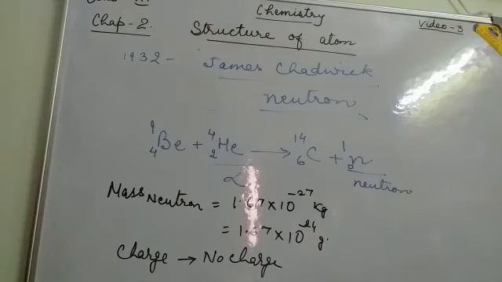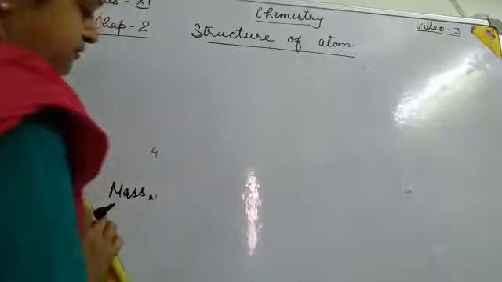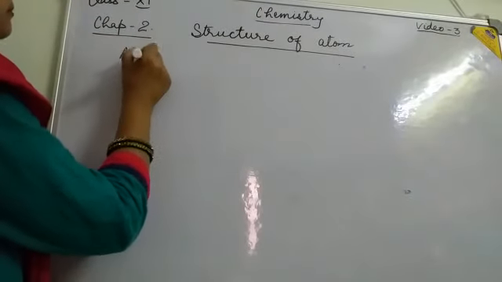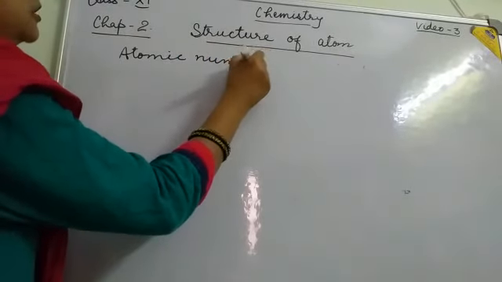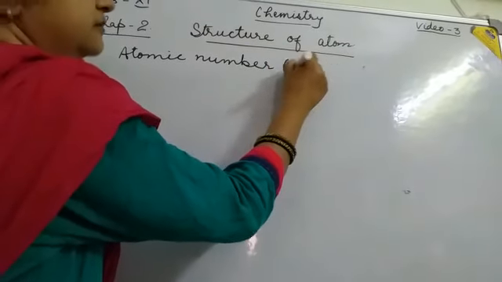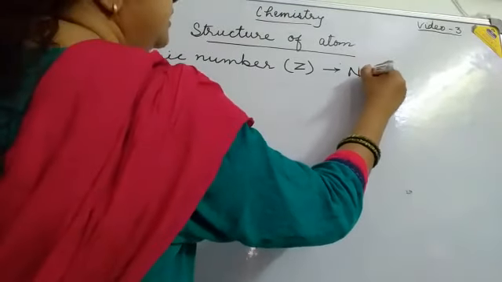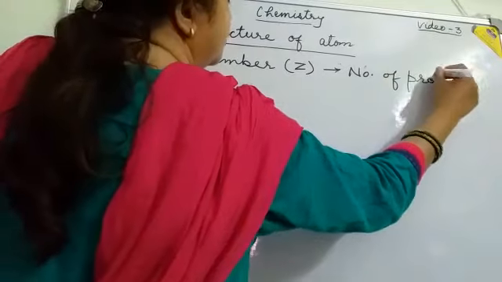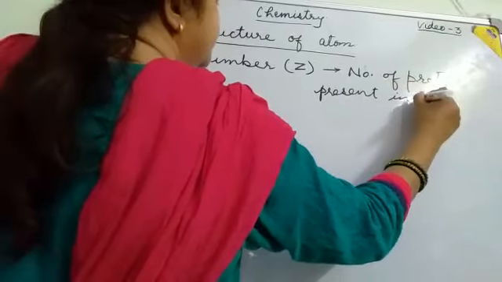So, let's discuss the atomic number first, then mass number. What is atomic number? You all know atomic number very well. Atomic number is the number of protons present in an atom. Atomic number, which is denoted by Z, is nothing but the number of protons present in the atom. Protons are present in the nucleus of an atom.